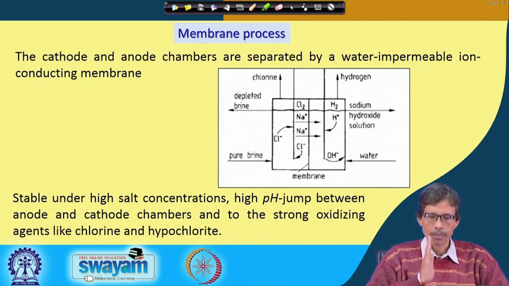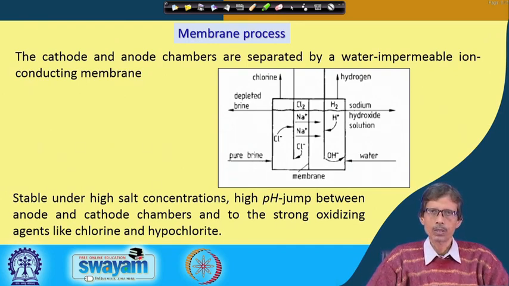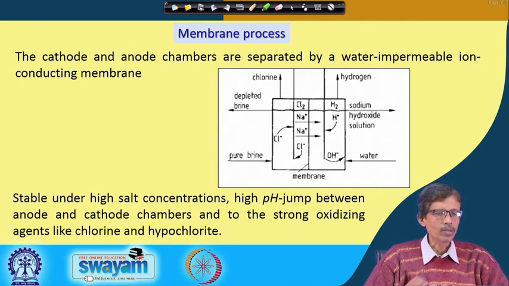So, the membrane, on one side you have a pH of a different type compared to the other side, where pH is going up for the production of sodium hydroxide, and there are strong oxidizing agents like chlorine and hypochlorite, because the chlorine is also being produced. So, it is a very drastic condition.